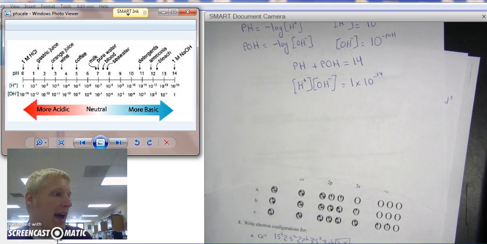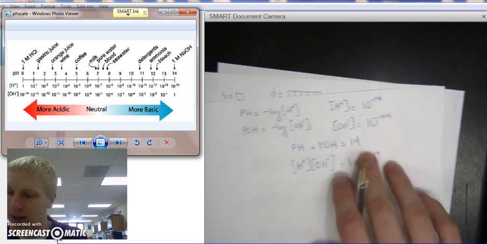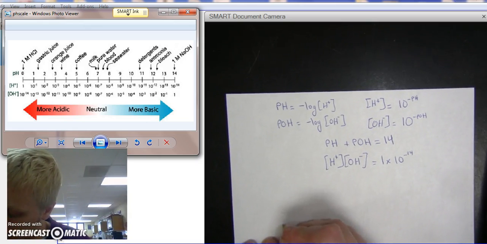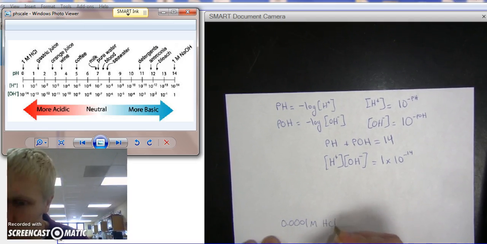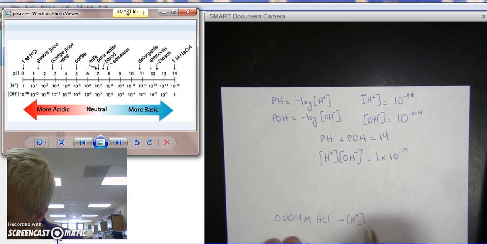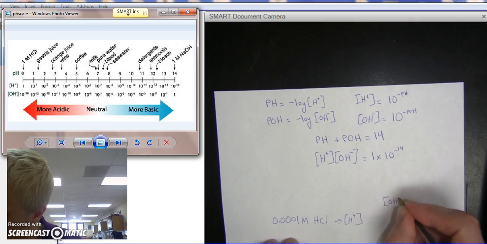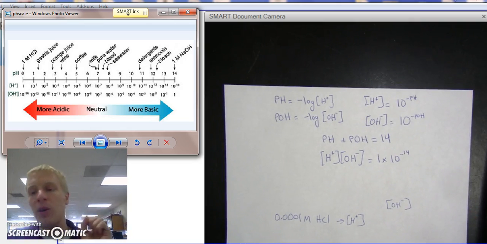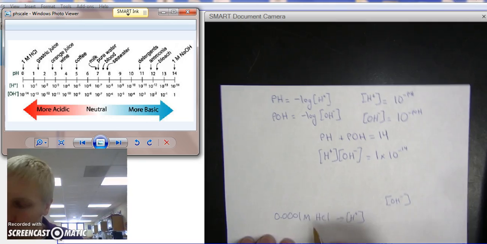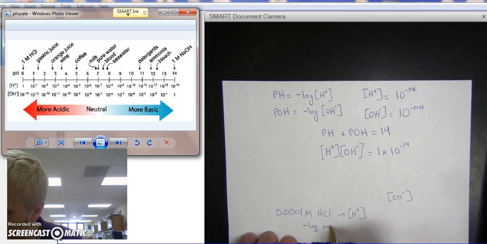Alright, what happens if, let's do an example right here, get rid of that stuff. Alright, so let's say I have 0.0001 molar of HCl, and I want to figure out what the OH minus concentration is. So this is my H plus. I'm looking for the OH minus concentration. There's multiple ways to do this. So we'll do one way first, and then we'll do it the other way.